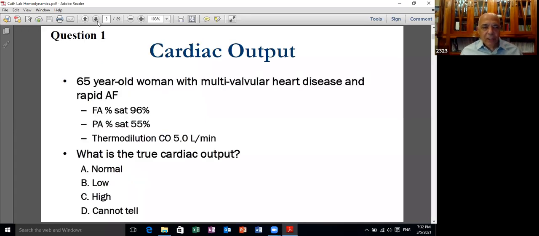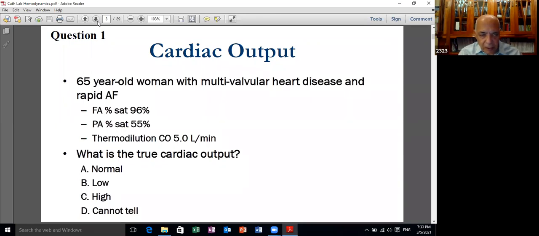So we start with a question: a 65-year-old woman with multivalvular heart disease and atrial fibrillation with rapid ventricular response. Femoral artery saturation is 96%, pulmonary artery saturation is 55%, thermodilution cardiac output is 5 liters per minute. Now, taking this information into consideration, what is the true cardiac output? Look at the word true. This means that the thermodilution here is not the appropriate method by which we measure the cardiac output, and we will detail on that. So what's the true cardiac output?